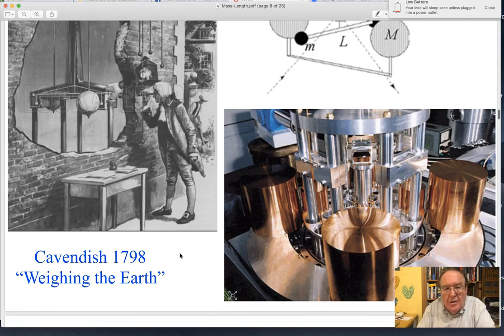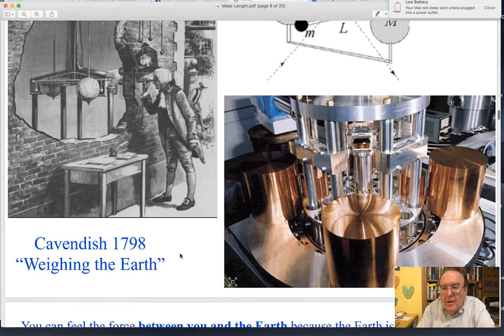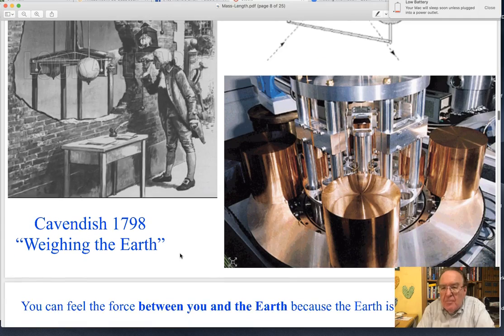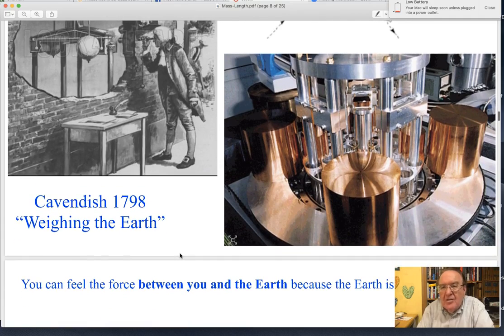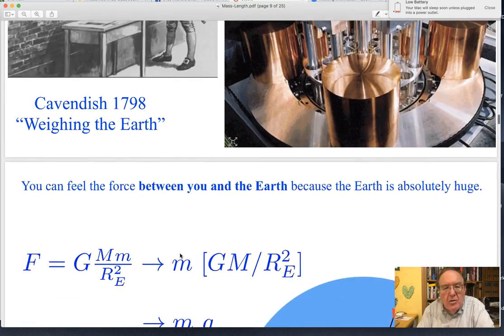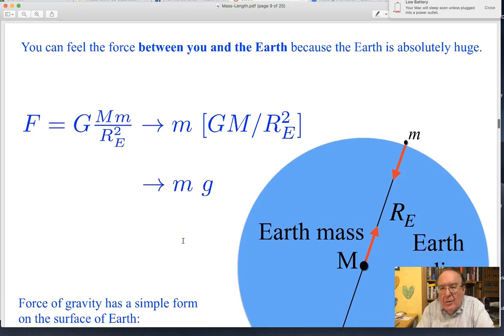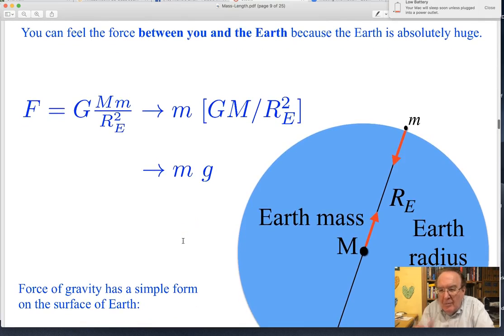And so his published paper was called Weighing the Earth. The photograph on the right is actually a modern experiment to measure G with lots of copper. Copper has very high density, very massive, and so on, and very delicate. Okay, so that's measuring G. Now, we usually don't use this complicated formula to measure our mass.